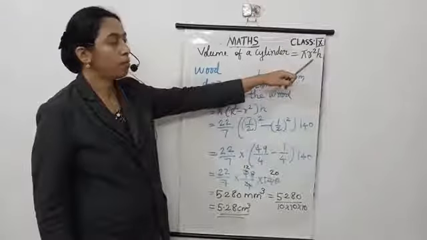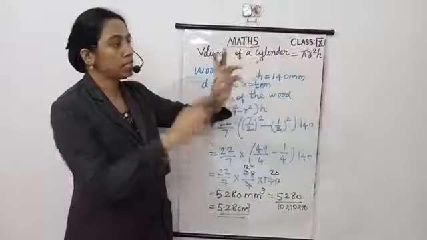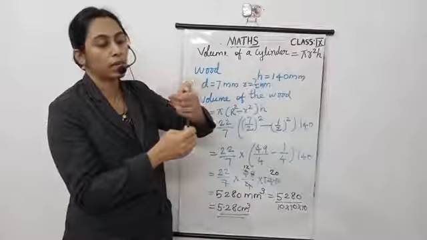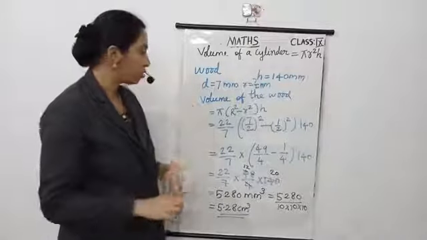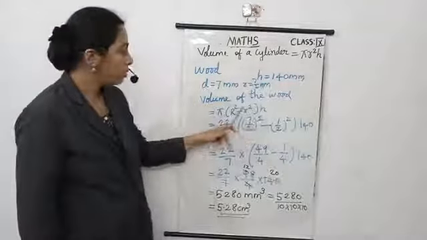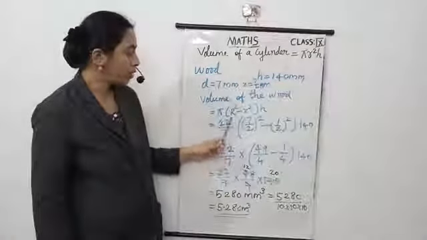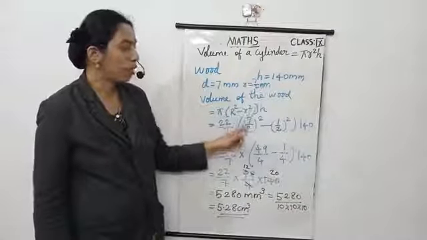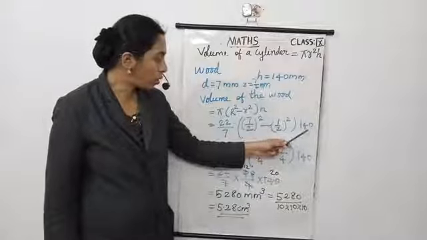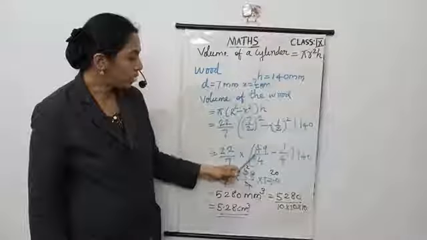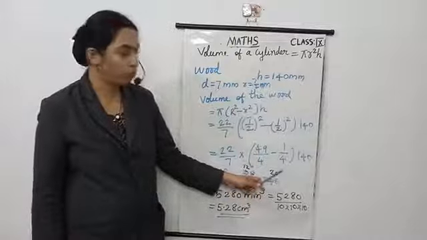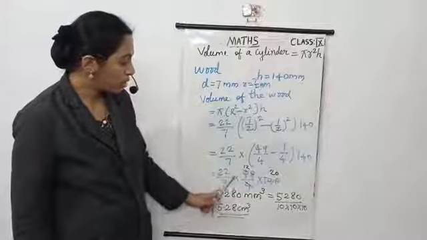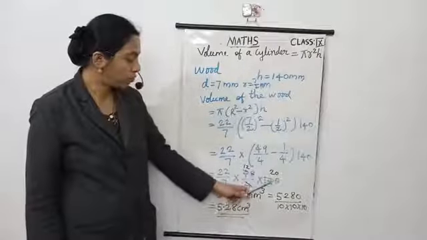The original formula is pi r square h. Here the radius is the radius of the pencil minus the radius of the graphite portion, so R square minus r square into h. Now substitute the values: pi is 22 by 7, capital R is 7 by 2 whole square, minus small r is 1 by 2 whole square, into 140. Now 7 by 2 squared is 49 by 4, and 1 by 2 squared is 1 by 4. Subtracting, we get 48 by 4. That is 22 by 7 into 48 by 4 into 140.